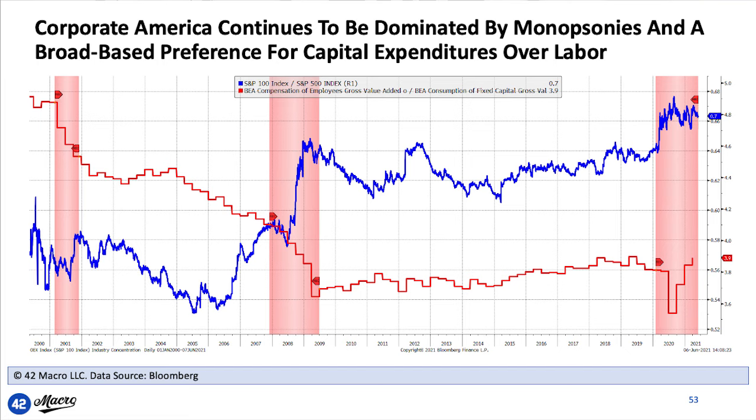And then you look at the national accounts data we get from the BEA, the ratio of employee compensation relative to the consumption of fixed capital. And obviously it's plummeted and hasn't recovered since the Great Recession. That's why we call it the jobless recovery. People just aren't being hired, they're not getting paid. And it really hasn't changed.